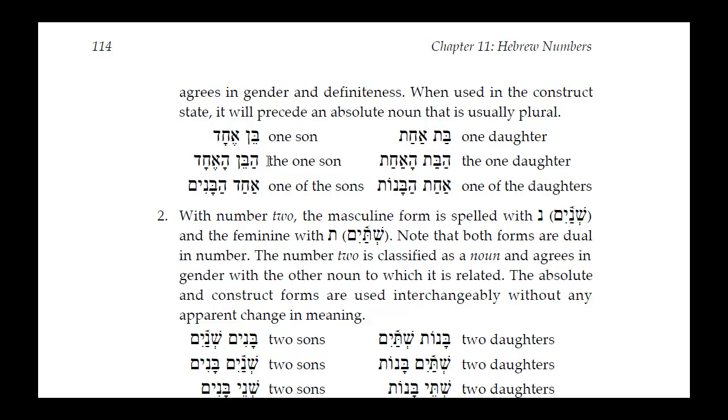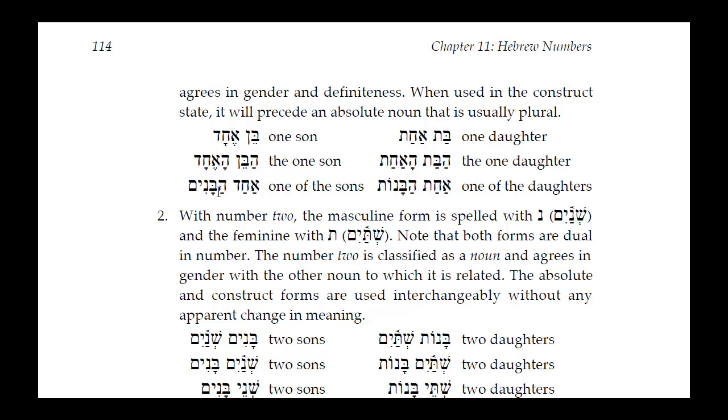If we go to HaBen HaEchad, you can see that Ben has a definite article, so does the number 1, Echad, has HaEchad, the one son. HaBat HaAchat, the one daughter, the same thing. It comes after the noun, just what we learned about attributive adjectives, agrees with the noun in gender and in definiteness.